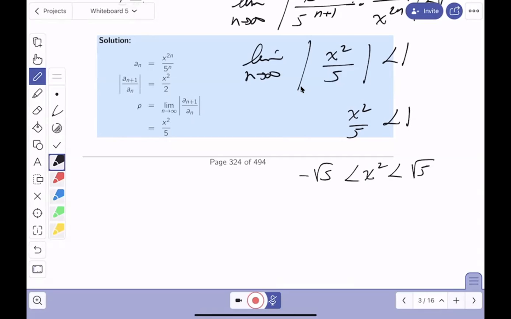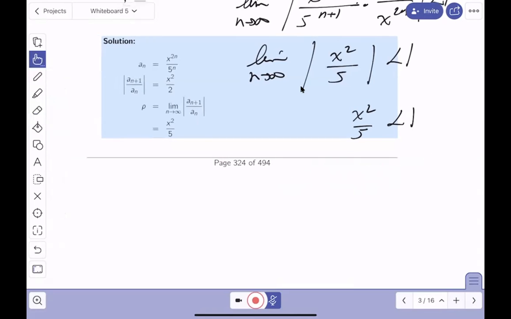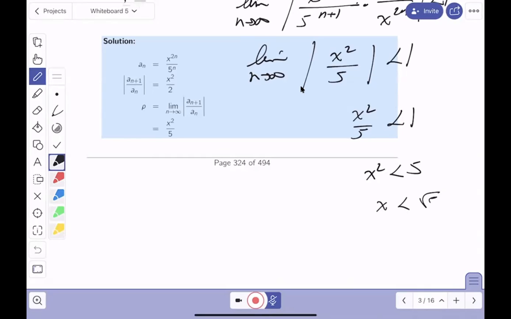All right. Whoops, sorry about that. I didn't mean to put the square down there. You know what? Maybe I went too fast with that. Let me erase this over here. So x squared less than 5. Multiply both sides by 5, which means x is between root 5 and minus root 5.